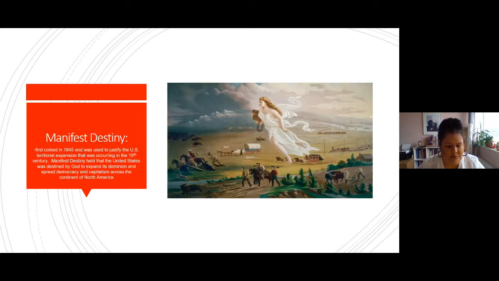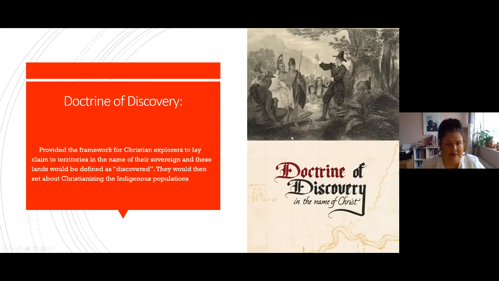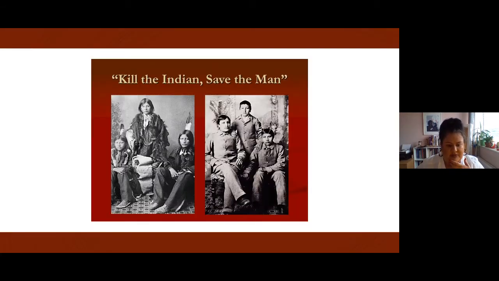So again, really quickly, just briefly, Manifest Destiny, which Alex discussed, was underpinned by the Doctrine of Discovery, which provided the framework for Christian explorers to lay claim to territories in the name of their sovereign, and the lands would be defined as discovered. So then they would set about Christianizing the Indigenous populations. So, "Kill the Indian, Save the Man." This was a slogan I think that Alex introduced to you in perhaps the previous sessions in relation to the boarding schools.